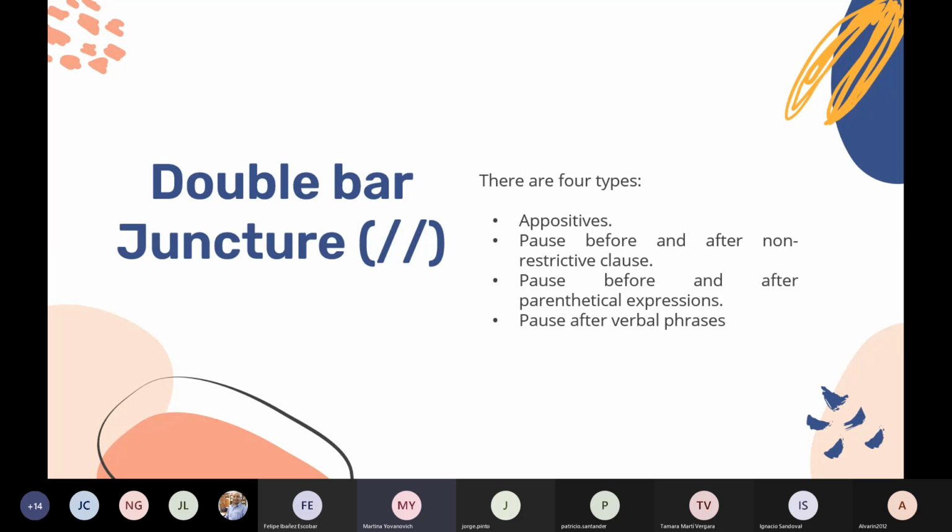Martina here. The double bar juncture indicates the need for a longer pause between two thought groups in a sentence. There are four types of this juncture, which are appositives, pause before and after non-restrictive clause, pause before and after parenthetical expressions, and pause after verbal phrases.